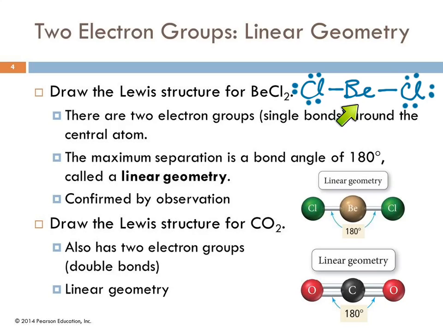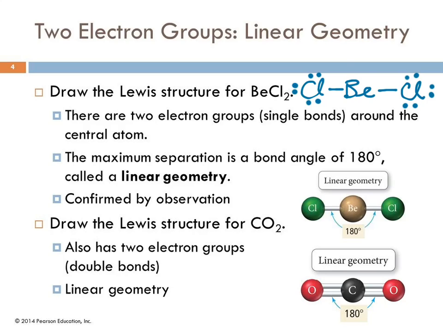To find the geometry of this molecule, we're going to look at the central atom and identify how many electron groups are around the central atom. Well, there's a single bond here and a single bond here. That's two groups of electrons. How can two groups get away from each other? They can be on opposite sides of the central atom.